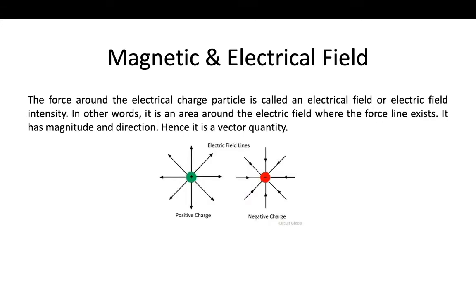Now for electrical fields, instead of north and south poles, we take positive and negative charges. So the force around an electrical charge, no matter whether positive or negative, is called the electrical field, or field lines, or field intensity. In other words, it is an area around the electrical charge where the force lines exist. It also has magnitude and direction, so it is also a vector quantity.